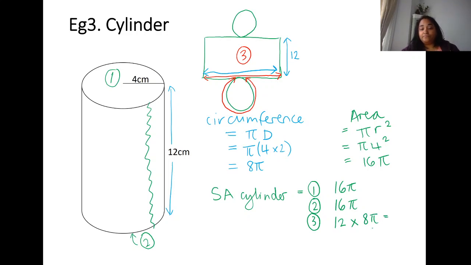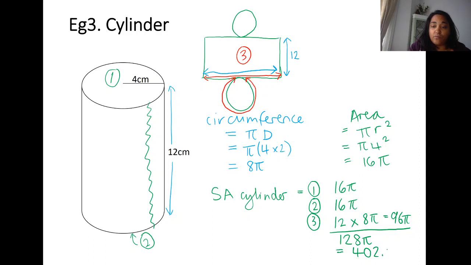Okay, so we can now add this up. 12 times 8 is 96 pi. Let's write that down first. So what is 96 pi plus 16 pi plus 16 pi? We get 128 pi, which is equal to 402, let's go with one decimal place, 402.1 centimetres squared. Just see that at the bottom of the screen.